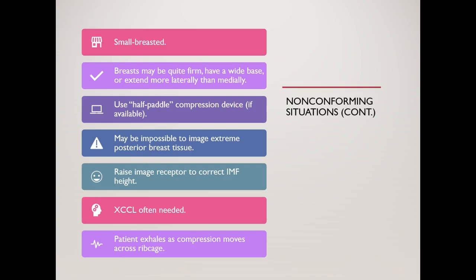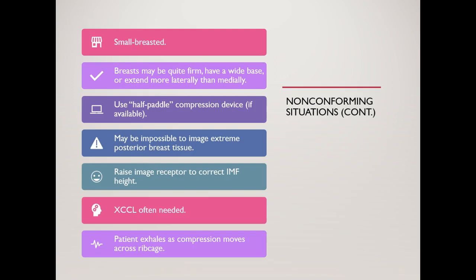It may be difficult to image the extreme posterior breast tissue, as I mentioned, and so sometimes you're going to need that additional view. These are the patients that you need to make sure that the image receptor is raised to the correct inframammary fold height. Sometimes, because those type of breasts don't really have a very well-defined inframammary fold, it's a little bit difficult to really understand where it is. And often with these patients, they're the ones that you're going to do the exaggerated CC of the lateral tissue of the breast, because as we mentioned on the prior slide, their breasts tend to kind of spread out.